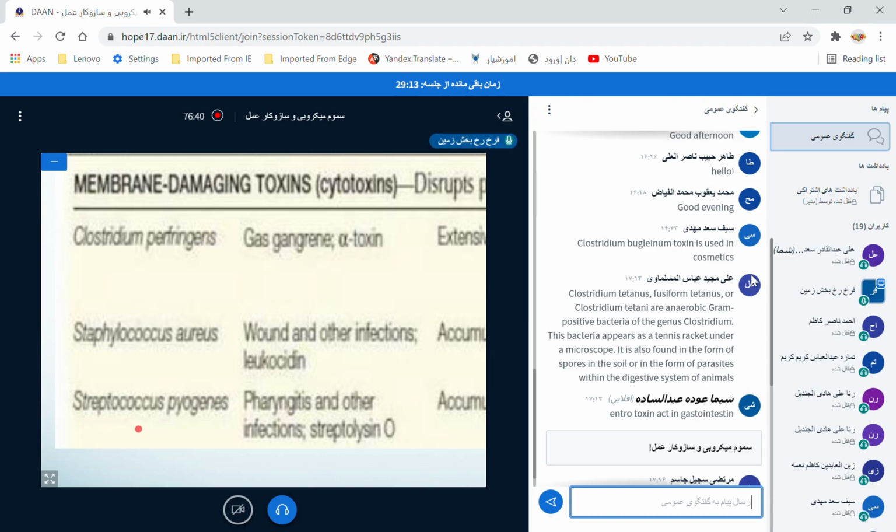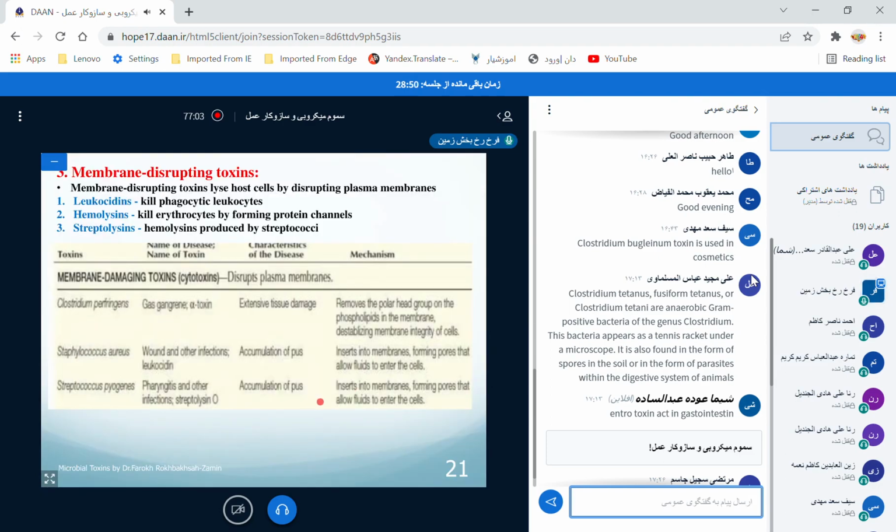Streptococcus pyogenes causes pharyngitis. They attack the pharynx and produce pharyngitis and other infections. And they have streptolysin O. So there are three groups: AB toxins, superantigens, and membrane disrupting toxins.